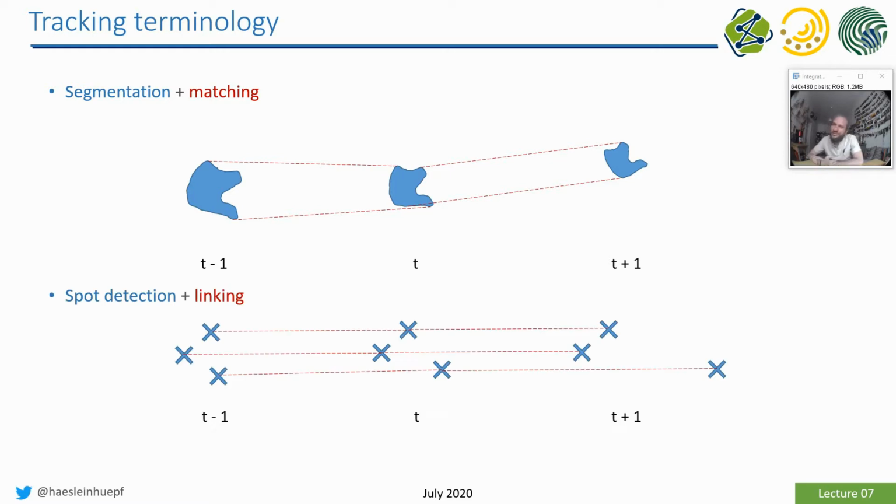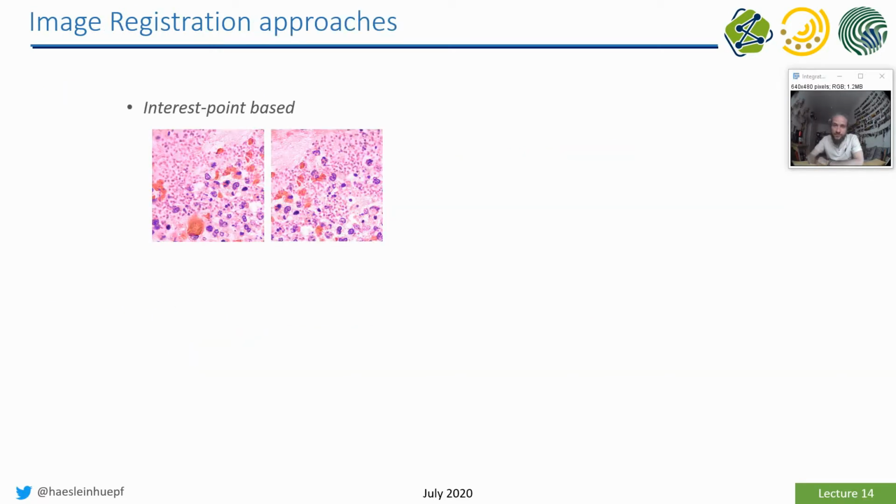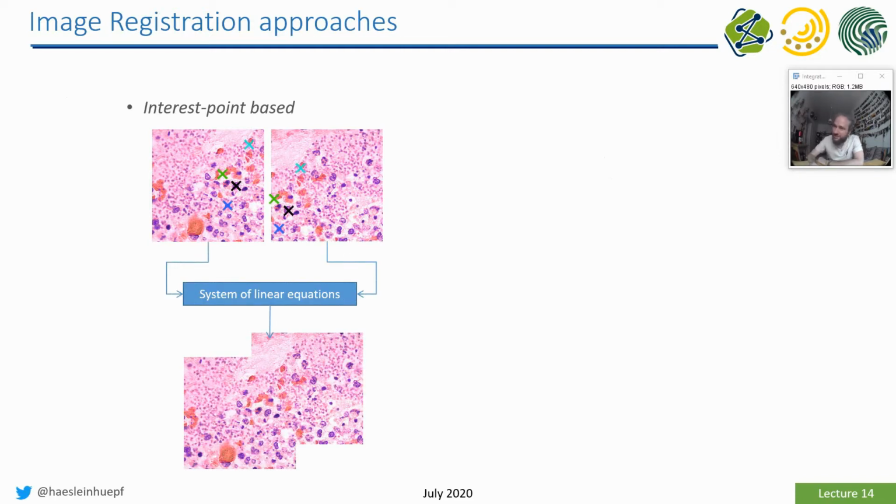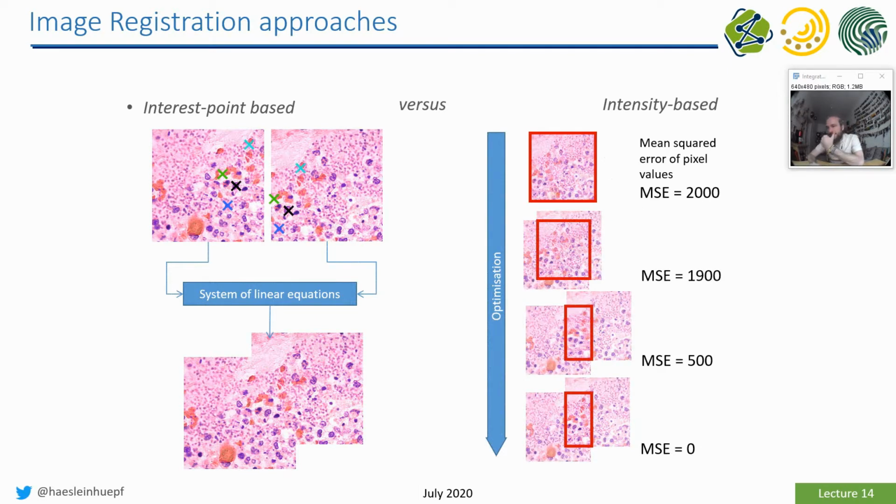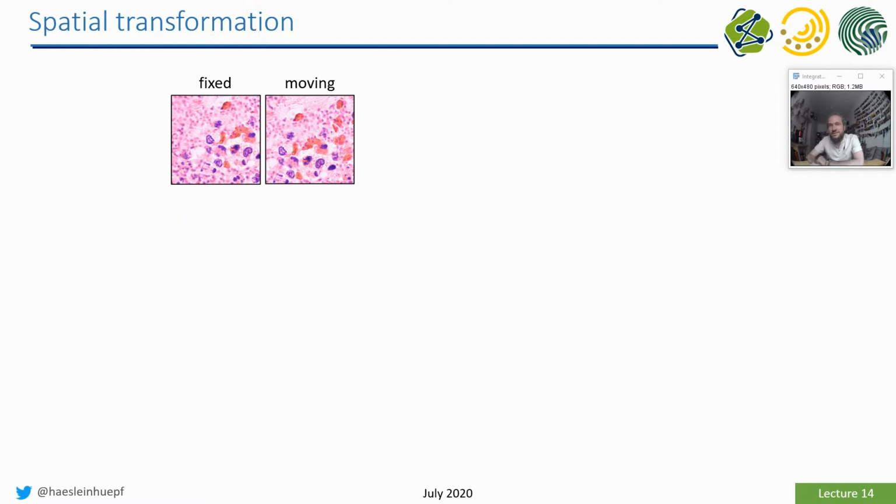When we are talking about individual points in space and in time, and we want to bring these points together between different time points, we are rather talking about linking these points, even though the process of spot detection and linking is basically the same procedure as segmentation and matching. But there's the relationship to image registration. So we are thinking about different points in space here, not in time, and trying to bring them together. And in image registration, we also have the alternative of going via the intensities.